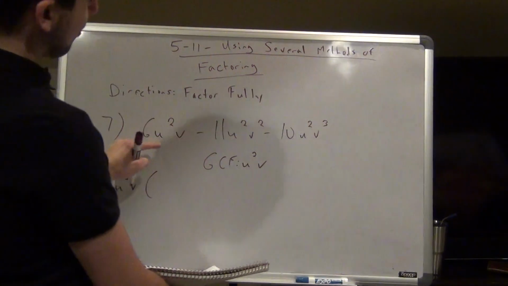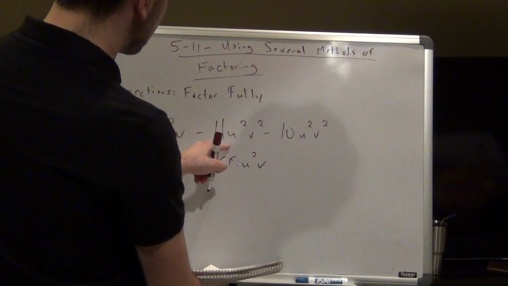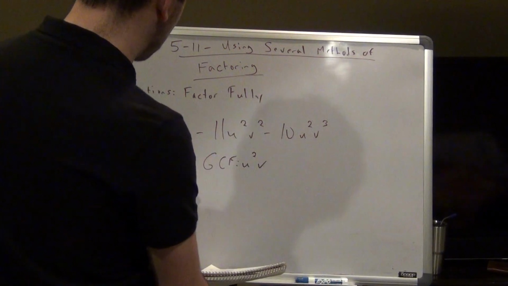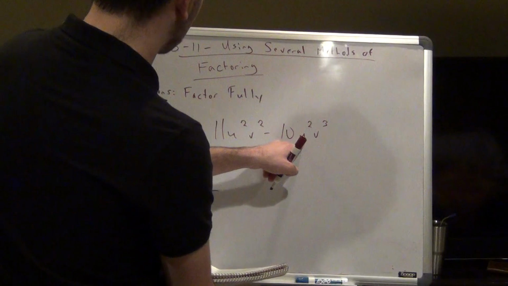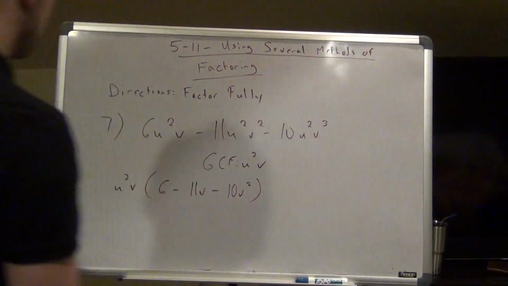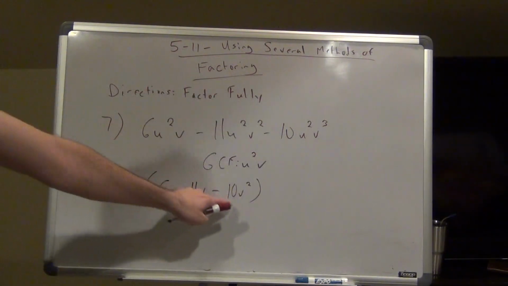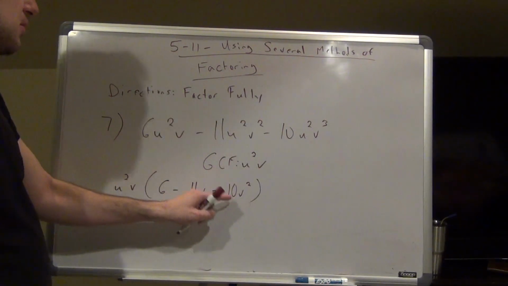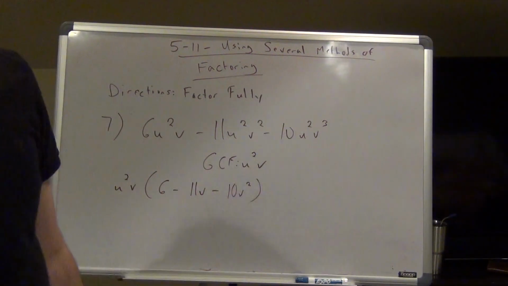I take this whole thing away, so I'm just left with 6 minus, here I take u squared away, so I'm just left with 1v. So I have 11v minus, the u squared goes away, so I have 10v squared. All right, well if you look, I know it's flipped from what we saw before, but I have a number greater than 1 in front of my v squared term here.